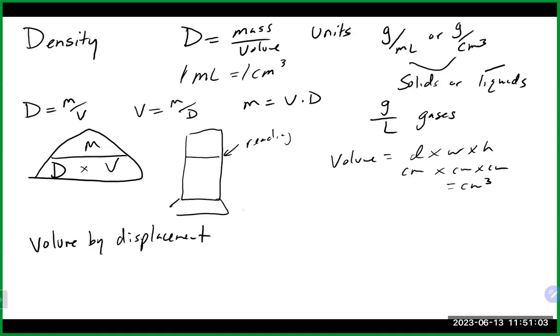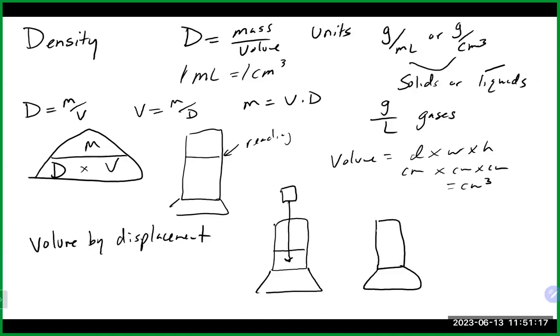Basically, what that means is if you take a solid object and put it into a liquid, such as this, when we put it into the liquid, the level should rise as the solid goes in. If you take the difference between our initial volume and our final volume, that is the volume of the object. So the object will displace a volume equal to its own. That's a very common and easy way to figure out the volume of a solid object.